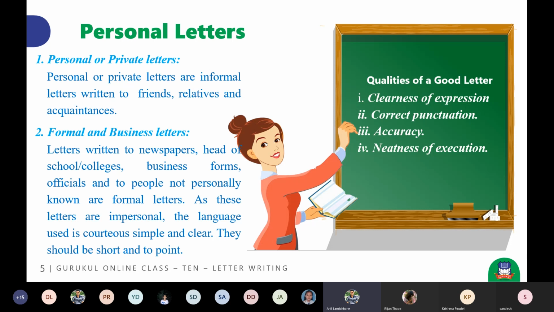So look at number one, personal or private letters. Different kinds of letters that we saw in the previous page. So personal or private letters are informal letters, to write to friends, relatives, and any other acquaintances whom you know.